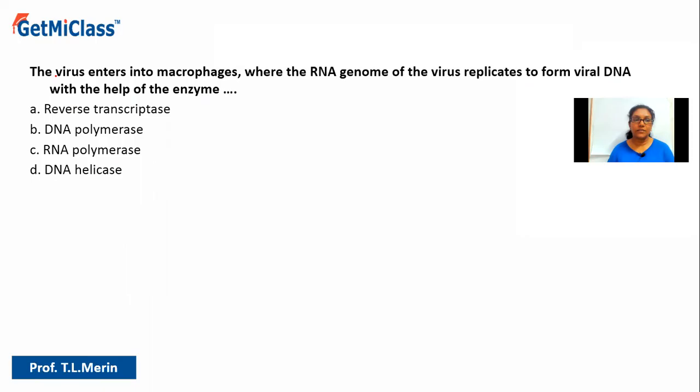So let us understand the question. The question says the virus enters into macrophage where the RNA genome of the virus replicates to form viral DNA with the help of the enzyme dash. Okay, so what are they asking? They're asking about the viruses which actually enter into macrophage, and the RNA is the genome of the virus which will get replicated to form viral DNA. Okay, so with the help of which enzyme? That is the question. And option A, they have given reverse transcriptase.